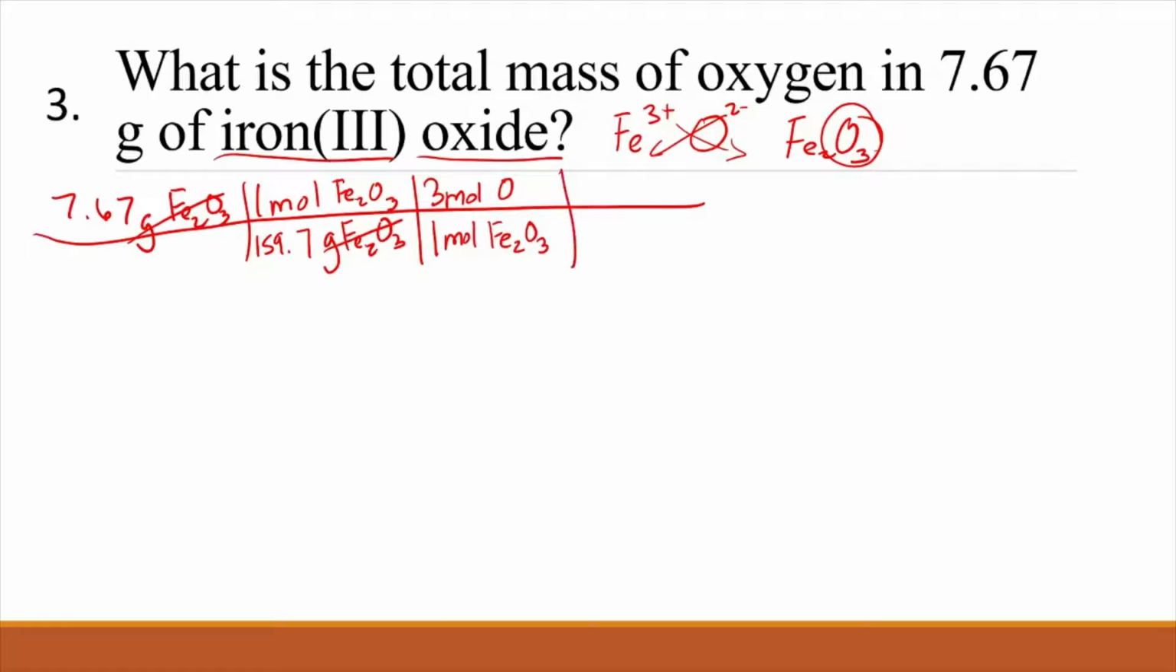And then lastly, we need to go from moles back to grams for oxygen. So that's going to be 16.00 grams of oxygen for every 1 mole of oxygen. Molar mass never goes away. You are going to use it all the time, so make sure you really understand how it works. And so I get a final answer of 2.31 grams.